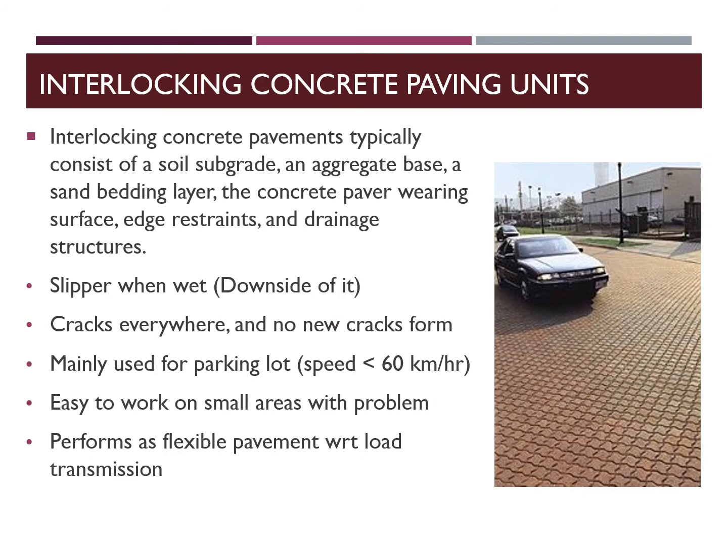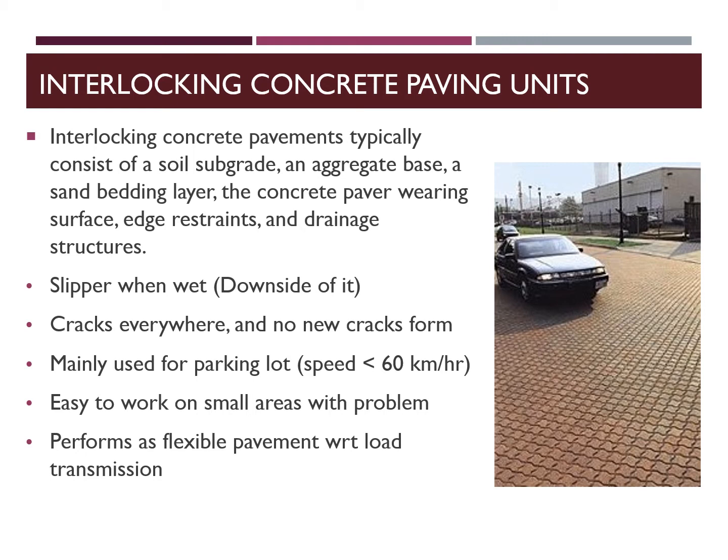The third type of pavement is the interlocking concrete paving unit. The structure of this pavement consists of the soil subgrade and aggregate base, a sand bedding layer, the concrete paver wearing surface, edge restraints, and drainage structures. There are a lot of advantages and drawbacks of this type of pavement.